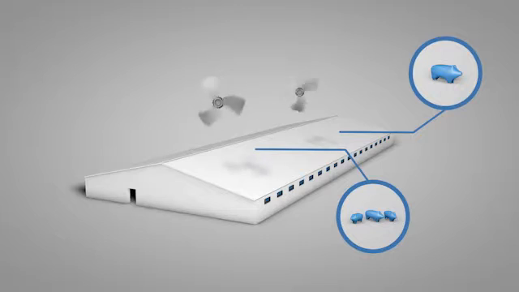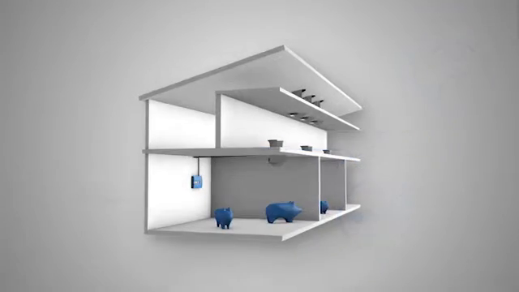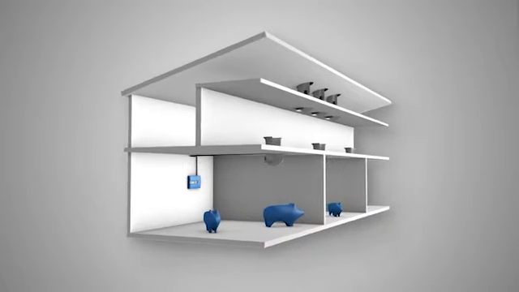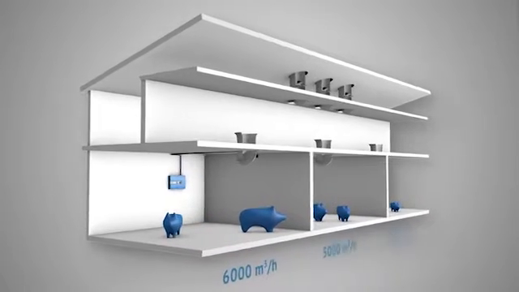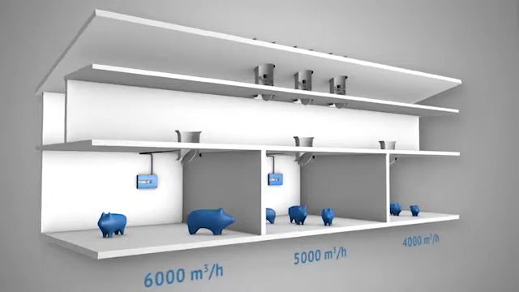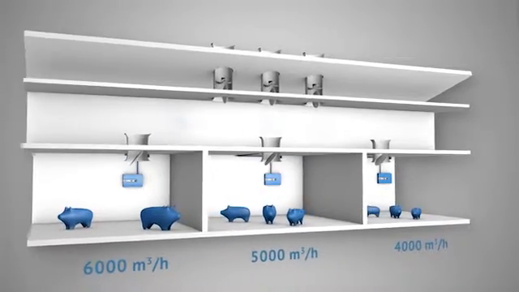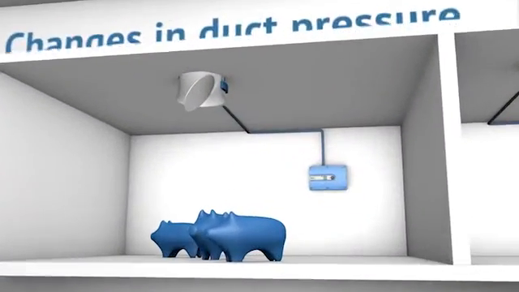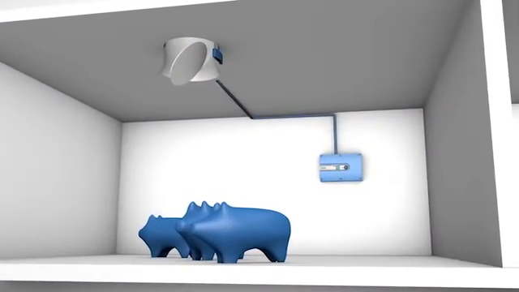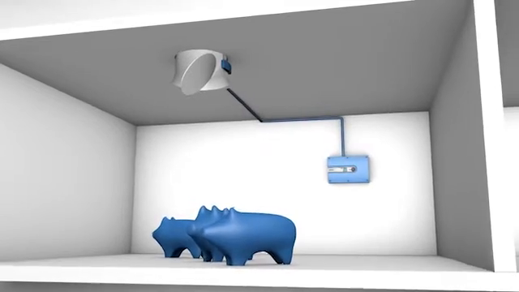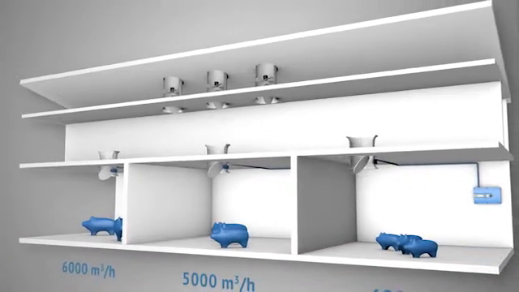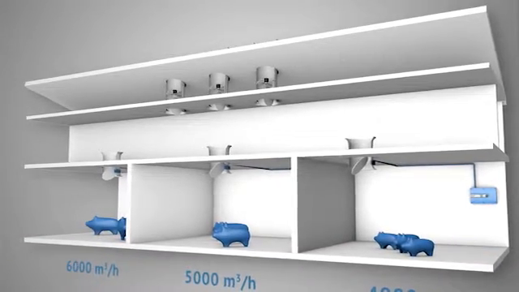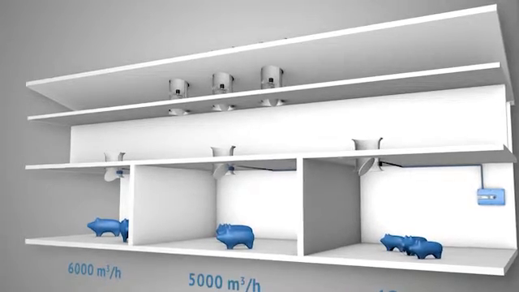In house sections, ventilation requirements vary in relation to the age of the pigs. A pressure sensor at the air outlet in the section ensures that the individual sections receive exactly the volume of air needed, even though the pressure in the duct changes. The pressure sensor constantly informs the climate computer about the pressure in the chimney. The computer knows the swivel shutter opening and can therefore calculate the current output.